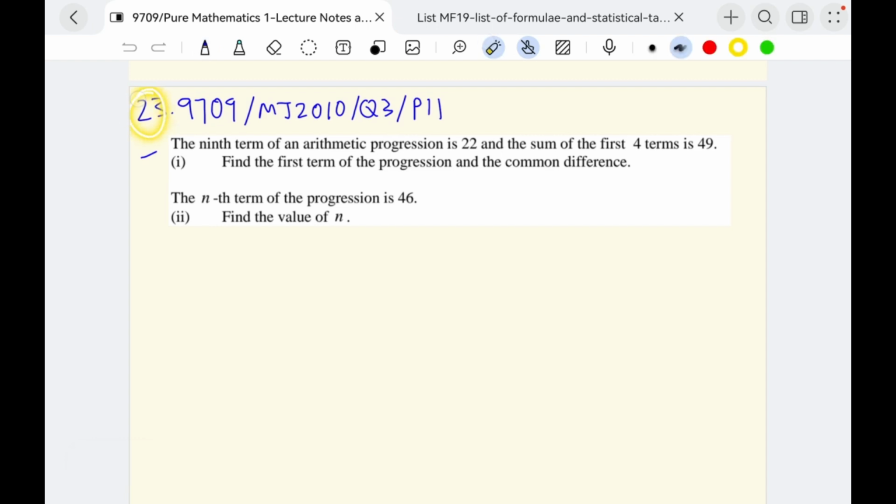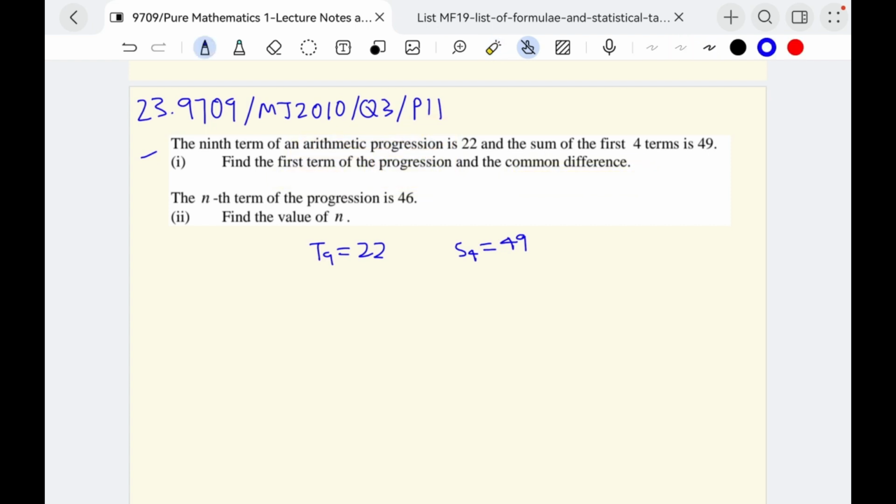Okay, question 23. This is a past-year question from 9709, May/June 2010, question 3 from paper 11. The ninth term of an arithmetic progression is 22. Okay, write out the information first. So T9 is equal to 22, and the sum of the first 4 terms is 49. So S4 is equal to 49. For the first part, find the first term of the progression, the arithmetic progression, and the common difference.